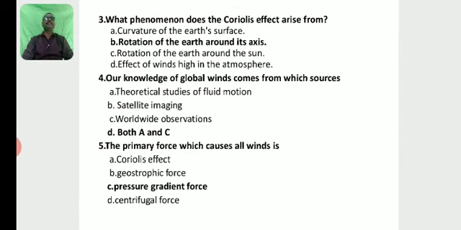Our knowledge of global winds comes from which sources? There are 4 choices: theoretical studies of fluid motion, satellite imaging, worldwide observations, both A and B. So A and C, that means theoretical studies of fluid motion and worldwide observations. The primary force which causes all winds is Coriolis effect, geometric force, pressure gradient force, centrifugal force. Here, pressure gradient force is the correct answer.